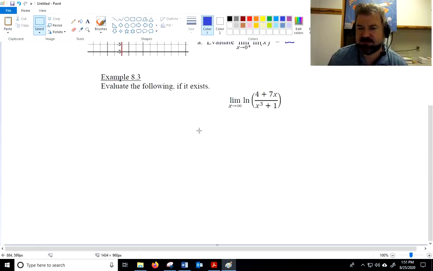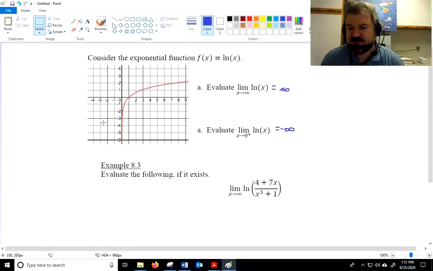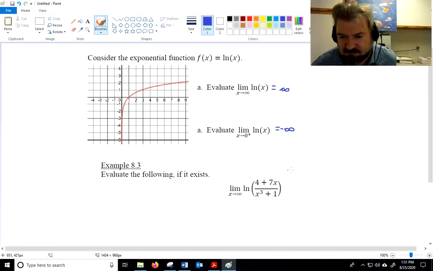All right, I've got the limit of the natural log of (4 plus 7x) over (x cubed plus 1). Because I'm going to infinity, the limit of the inside here, x cubed, that's a degree of 3, must be going to 0. And the limit as I approach 0 from a positive direction is negative infinity. But before I jump to that conclusion, I need to make sure that this expression is going to 0 from a positive direction. So how are we going to determine that?